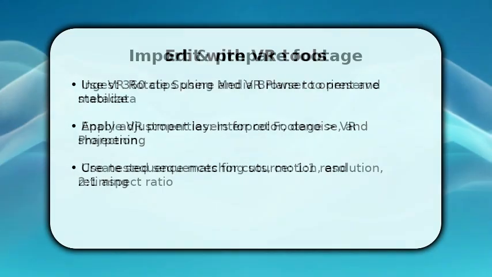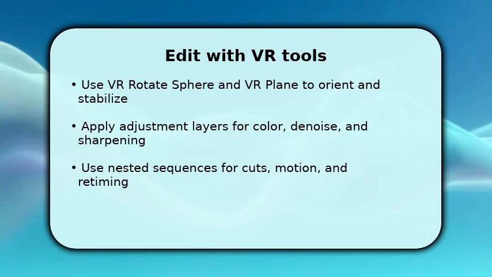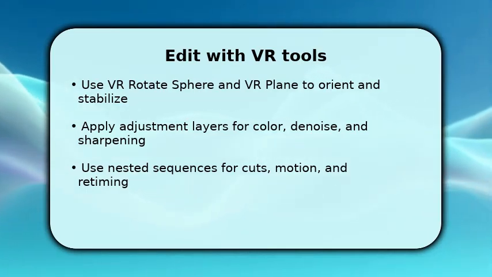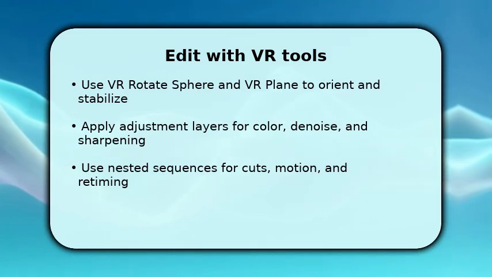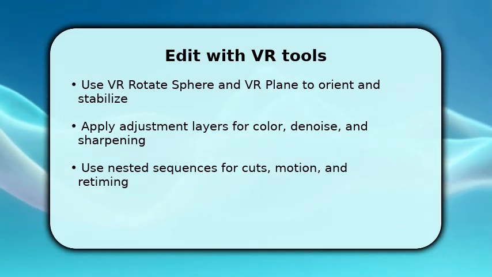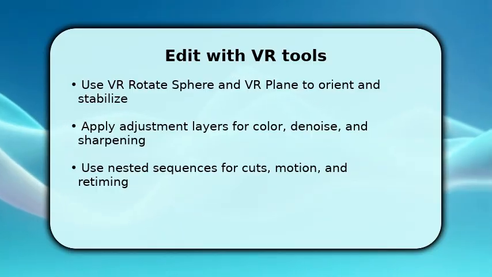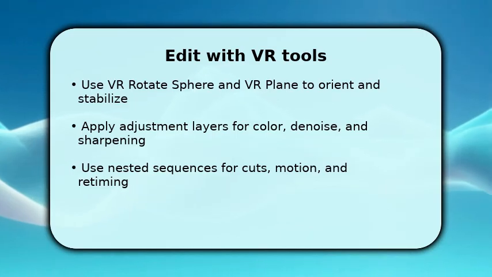Place clips on the timeline and use VR effects like VR Rotate Sphere to reorient and VR Stabilizer, or Warp Stabilizer with sphere-aware settings to reduce jitters. Use adjustment layers for consistent color grading, denoise, and localized vignettes so changes apply globally without re-rendering each clip.